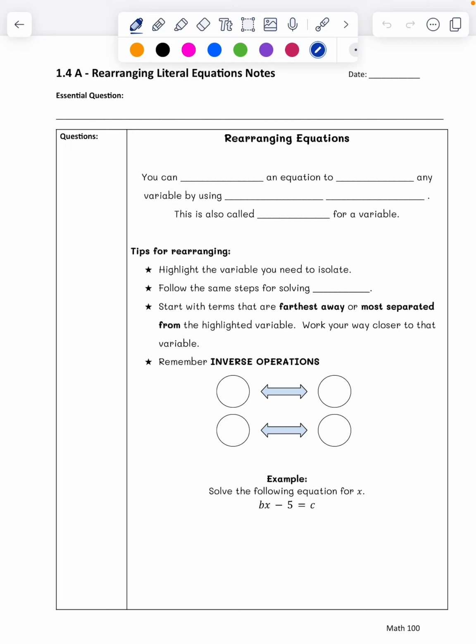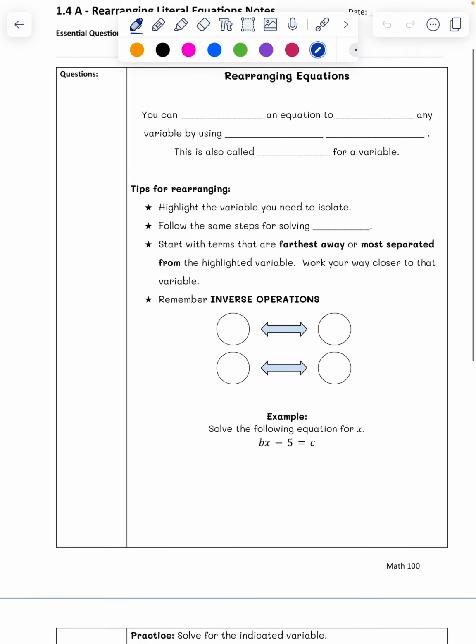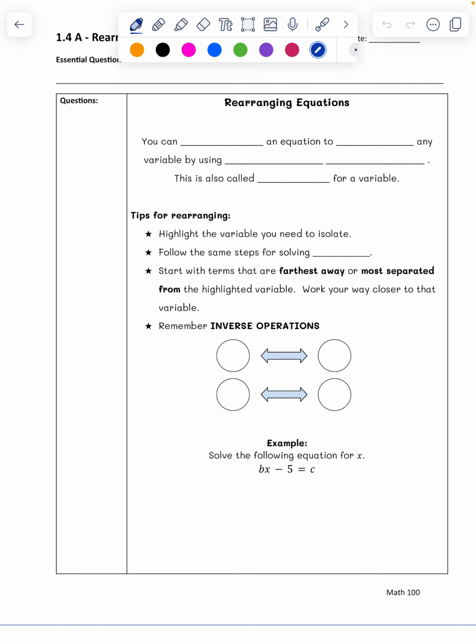Okay, these are notes for objective 1.4. This will be levels 1 and 2 on the test. We are rearranging literal equations. So literal equations, you will not get a final answer in number form. We are simply rearranging to solve for a given variable.